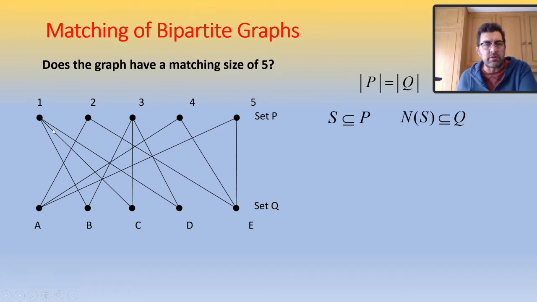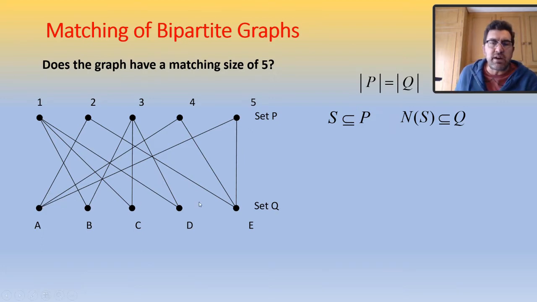Now let's have a look. Vertex 1 maps onto 3, which is fine, NS is bigger than S. Vertex 2 maps onto 2, NS is bigger than S. Vertex 3 maps onto 3 other vertices. That means that for that vertex it's fine. Vertex 4 maps onto 2 other vertices, which means NS is bigger than S, and the same goes for vertex 5. But now look at what happened.